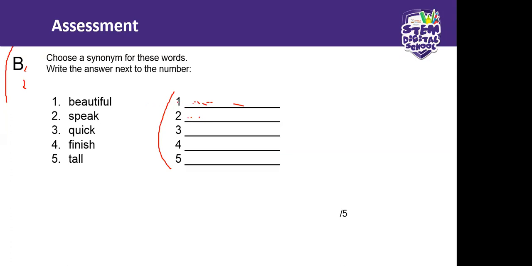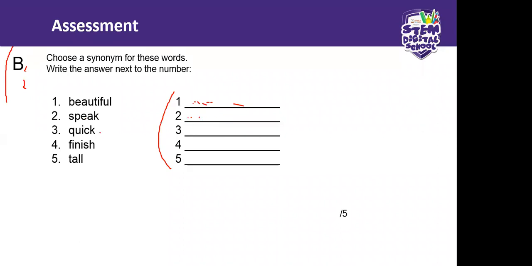You are going to write the numbers 1, 2, 3, 4, 5. And then you give me a word that is the same for beautiful. A word that means the same as beautiful. There's another word, an easier one. And then we come to number 2. You must give me a synonym, a word that means the same as speak. If you speak, you, yes, that is the word. Then you write it down by number 2.